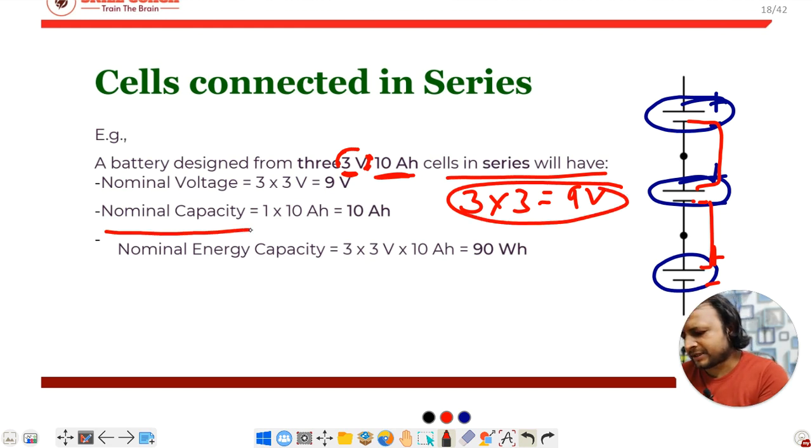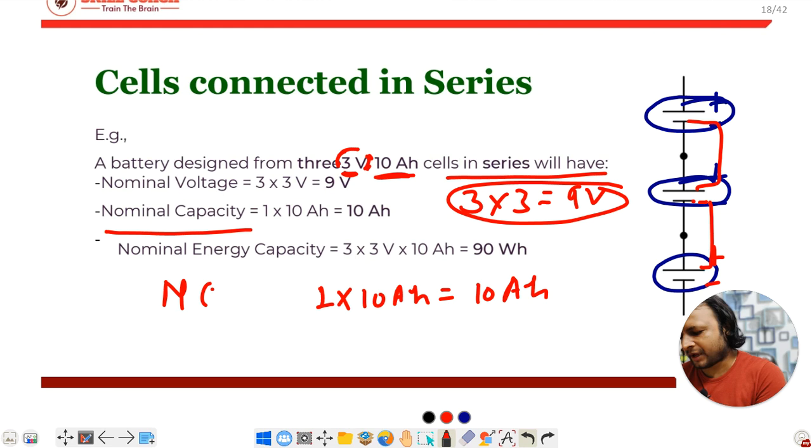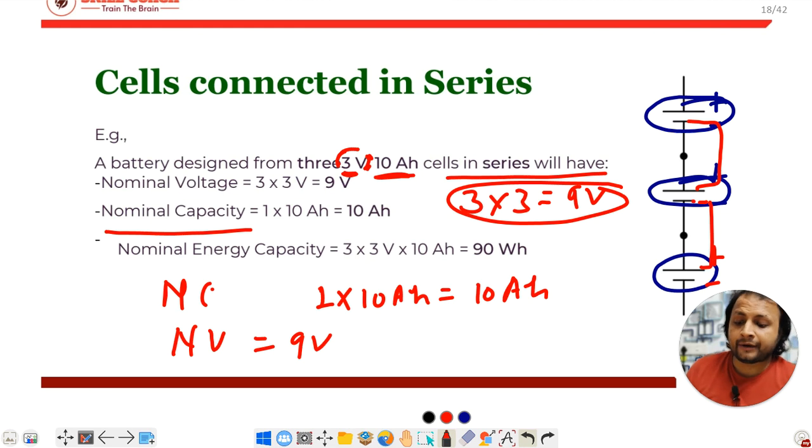And what will be the nominal capacity? Since capacity will not change when we are connecting the cells in series, it will be 1 into the capacity of one cell, that means 10 Ah. So you will get 10 Ah as the capacity. Nominal capacity we are calling NC, and the nominal voltage we are calling NV, that will be 9 volt. Okay, and what will be the nominal energy we are getting?